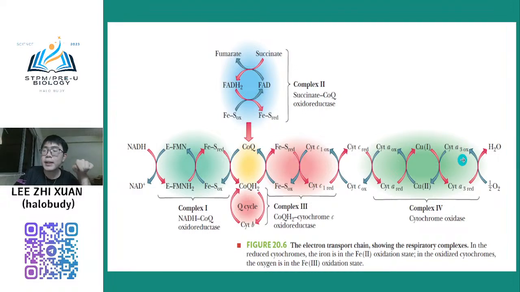So yang paling penting A3 ni awak kena remember. A3 is the last cytochrome that release electron. So after cytochrome A3 accept the electron, it will transfer, release the electron to the oxygen molecule. So the oxygen is the final electron acceptor. So when the oxygen molecule receives the electron, it will react with the hydrogen ion, two hydrogen ion will form one water molecule.